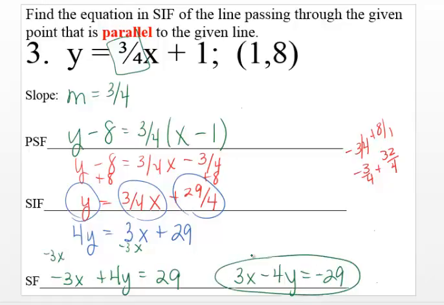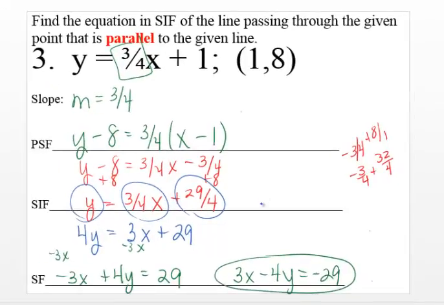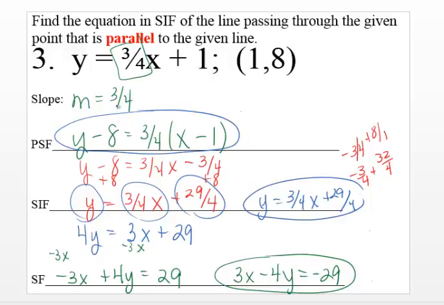So here's standard form. This mess, I'm going to rewrite it as y equals 3/4 x plus 29/4 so that you can see that better, and that's slope-intercept form. And then this is my point-slope form.